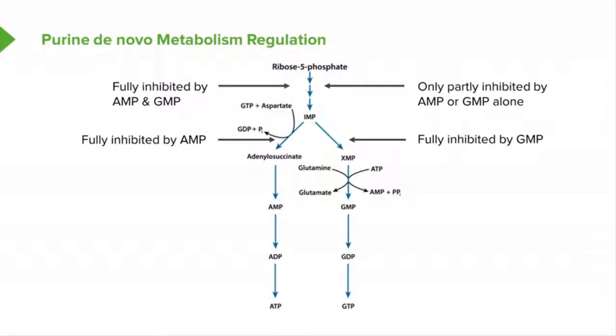Similarly, if we had a lot of GMP and very little AMP, then the left pathway would be favored and the right pathway would be inhibited. So we see this intricate system of regulation is designed at balancing the amounts of AMP and GMP very, very carefully.